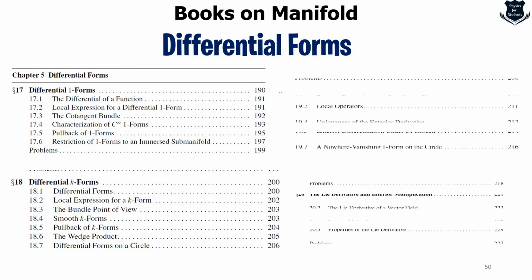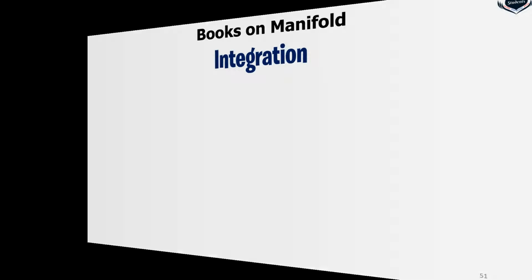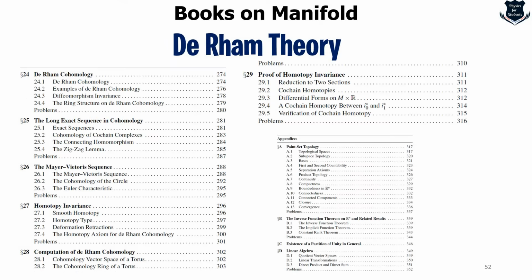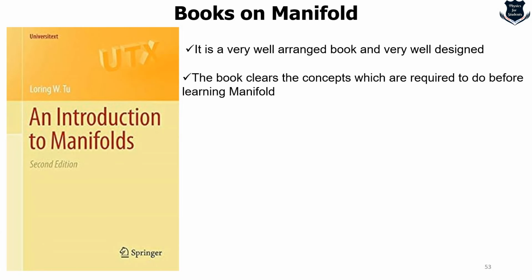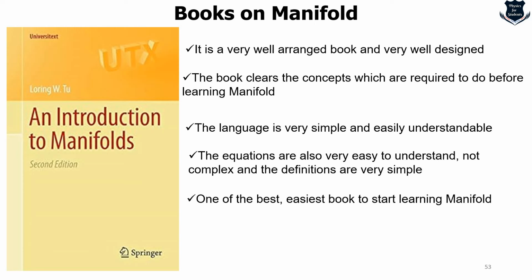Then the most advanced topic, which is called differential forms, which includes differential k-forms, exterior derivative and so on. It also covers integration, manifolds with boundary and so on. De Rham theory is also covered, and a part of cohomology is also taken into account. So this book by Loring W. Tu, I can summarize that it is a very well arranged and very well designed book. It clears all the concepts of learning manifolds.